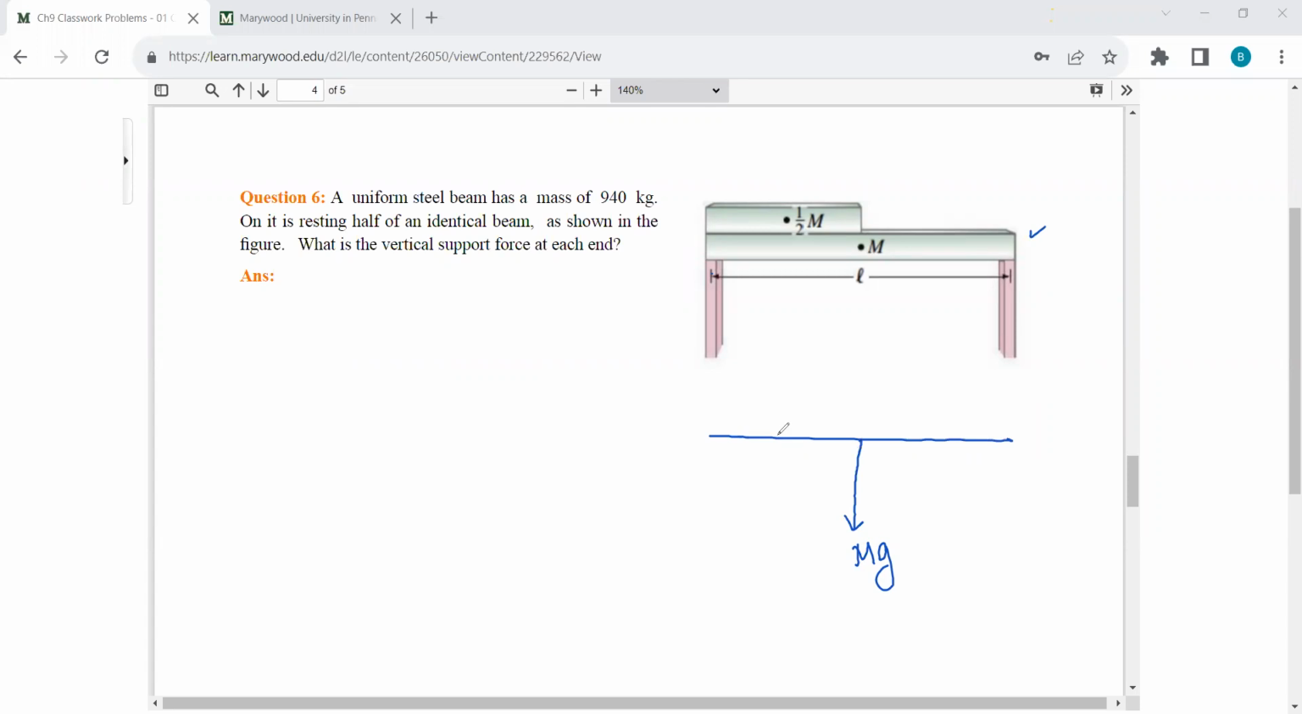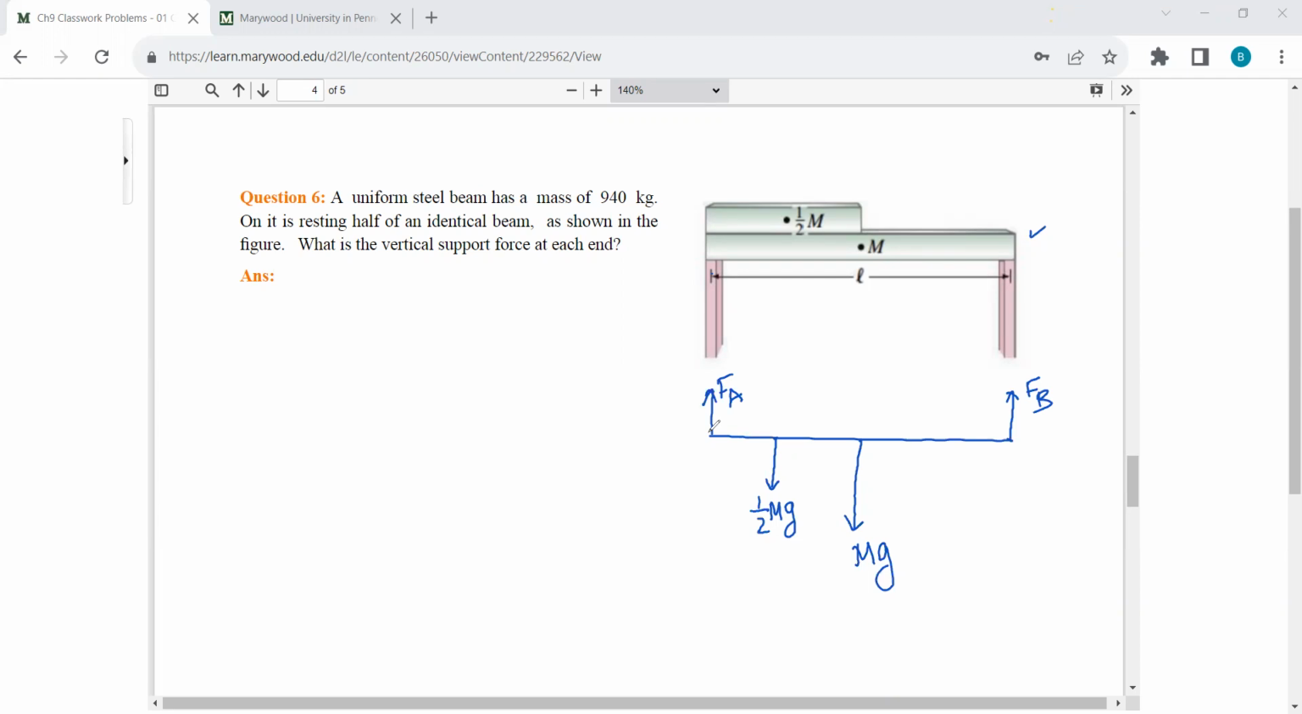Now the other beam, the small beam, is here. It is half, so the mass is half of m. So the gravitational force will be something like this, half of mg. All right, so these are the two gravitational forces, and then there will be normal forces. Let me call them FB and FA, similar to the last two problems, number 3 and 4.